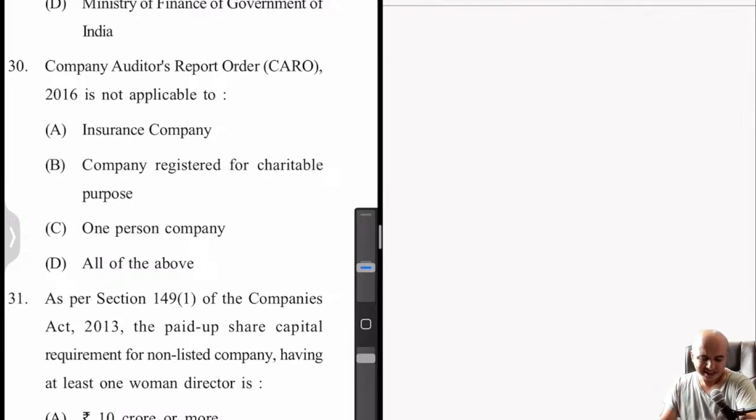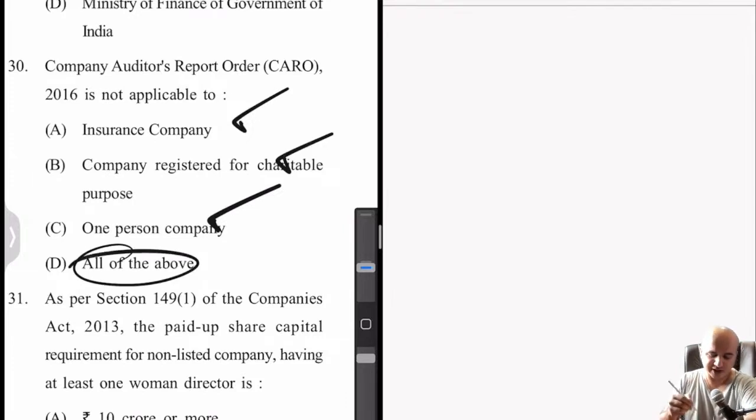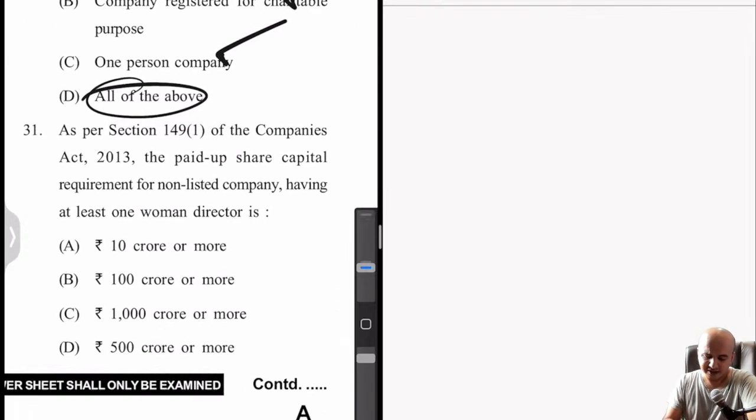So the first option is insurance company. Then we have company registered for charitable purpose and one person company. In fact, this is a very easy question, because CARO is not applicable to any of these organizations. I would suggest please go back to the same source material once the live session is over. You can have a look at it. This option is in fact the correct option, all of the above, because CARO is not applicable to any of these organizations: insurance company, company registered for charitable purpose, nor is it applicable for one person company. So that is the answer.